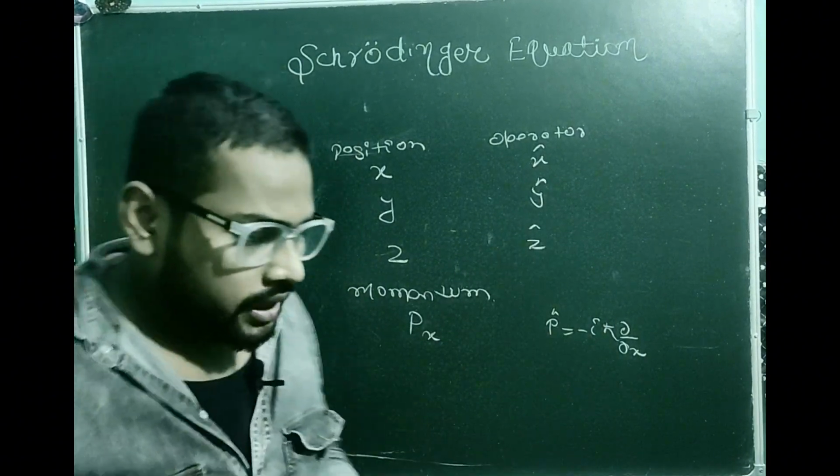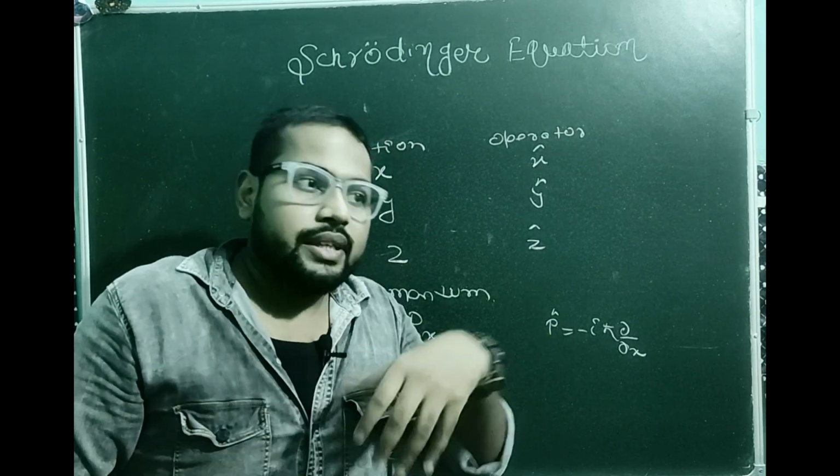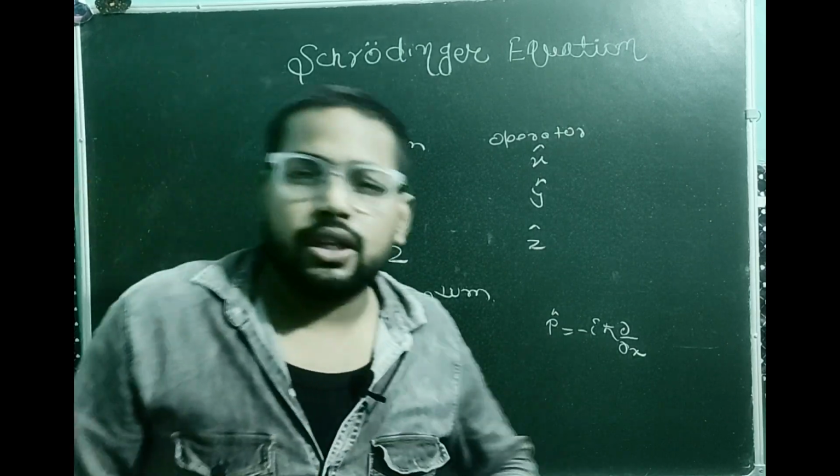Now, if I want to find the energy for a given system in quantum mechanics, for that we require another type of operator, which we call the Hamiltonian operator.